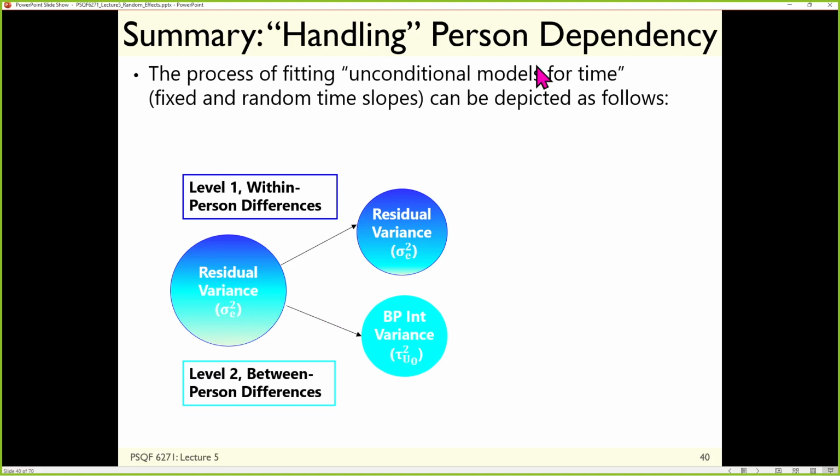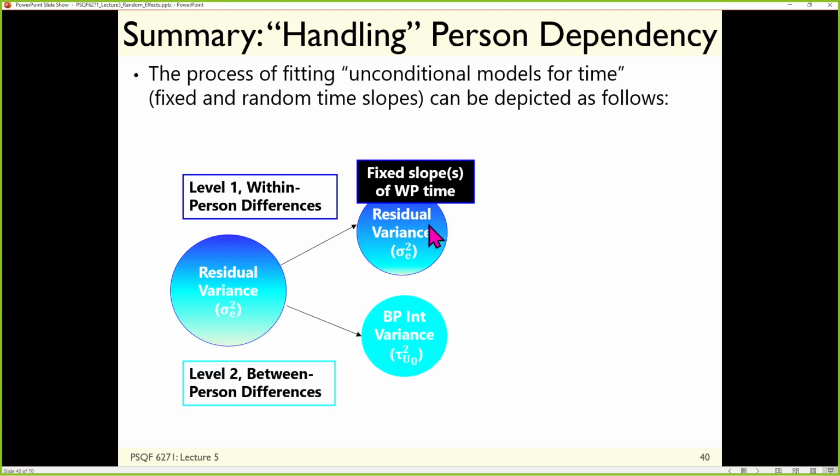Then we added fixed linear time. Which of these two piles of variance should fixed linear time explain? Level 1 residual or level 2 random intercept? Level 1. Level 1, yeah. So if I use like a Venn diagram and think of the predictors as accounting for some of the variance, part of what was E is now accounted for by this within person effect of time. Once we do that, the intercept variance is going to increase, at least to some extent.